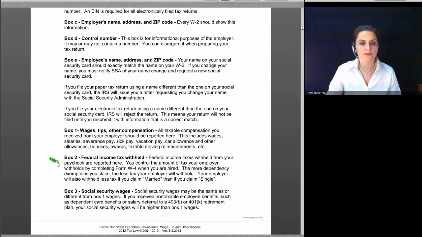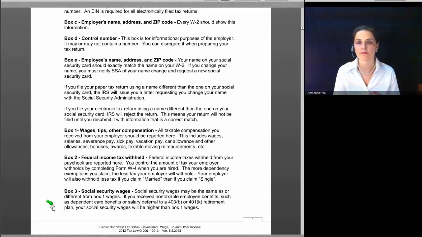Box 2 is, of course, where federal income tax withholding is entered, and it is the employee's responsibility to tell the employer what rate of withholding to put in that box. And Box 3 is where Social Security wages are entered. Not all wages are subject to income tax. And so it's very common for some wages to be subject to Social Security tax, but other wages not to be subject to income tax.